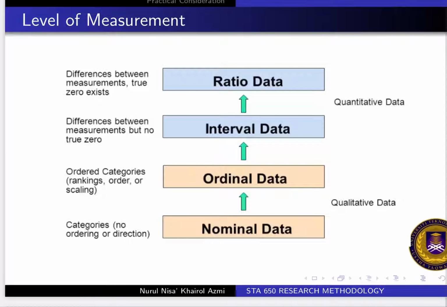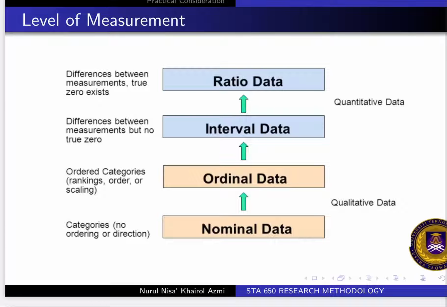While interval and ratio both fall under quantitative data. What is the difference between interval and ratio? For interval, the value of 0 exists. There is a meaningful value for 0. For example, if you get a test score equal to 0, it exists. Temperature equal to 0, it exists. So that is for the interval.